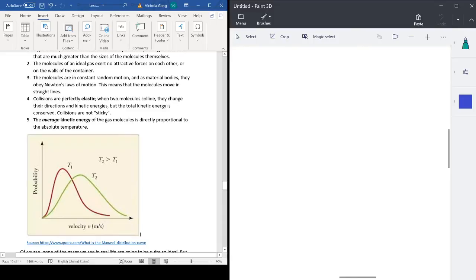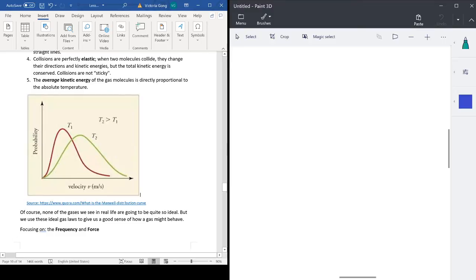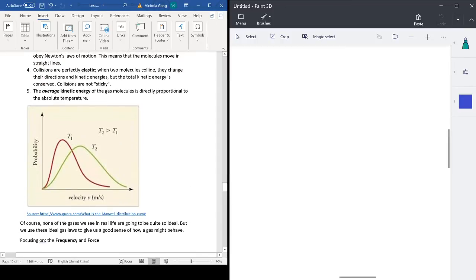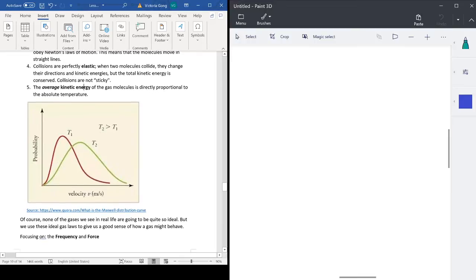Basically, each point on the curve is a molecule in the gas, and you can see that they're not all at the same speed. Sorry, not temperature. They're not traveling at the same speed. As you see, the x-axis is velocity. So they have different probabilities of traveling at different speeds, but the point is that some of them are slow and some of them are faster. Not all molecules are traveling at the same speed. So that's why the average kinetic energy, since kinetic energy is related to speed, is pretty important.